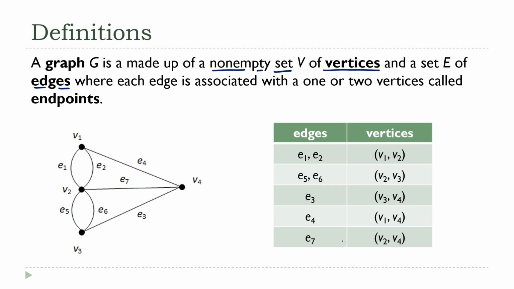Right, now I want you to notice that non-empty part. A graph has to have at least one vertex, but there is no such requirement on the edges. It's entirely possible for a graph to be made up of vertices and no connections at all. All right, and the way these edges are defined, each edge is associated with one or two vertices called its endpoints.